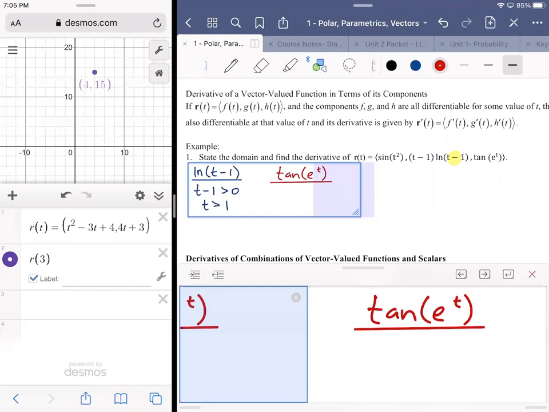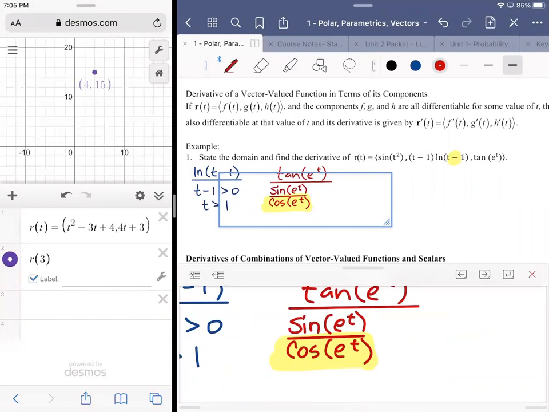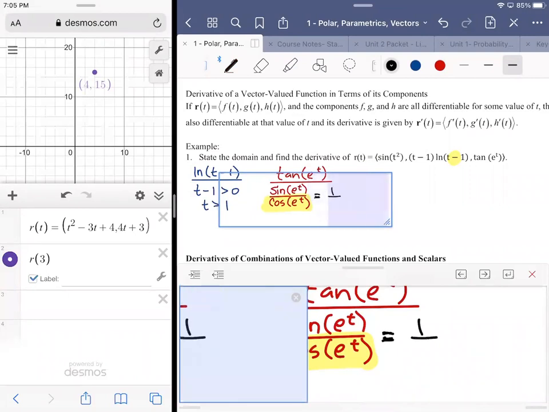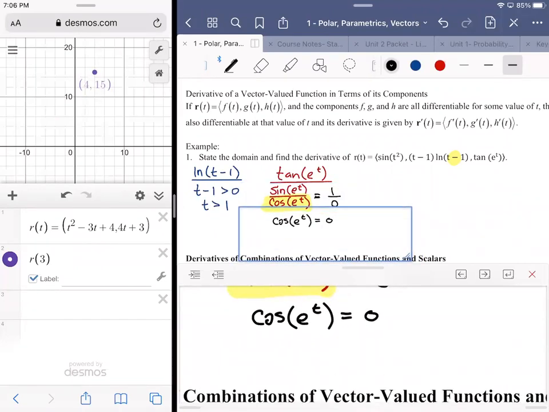So tangent is undefined wherever cosine is equal to 0, because again, tangent is sine over cosine. What I'd want to be doing is making a determination of just where this is equal to 0. Typically, the way we handle that is by setting tangent equal to undefined. So some constant over 0, but it always ends up simplifying down to just 1 over 0. So we just go that route. Essentially, it's just cosine of e to the t is equal to 0. That'll give us the indication of the excluded values.